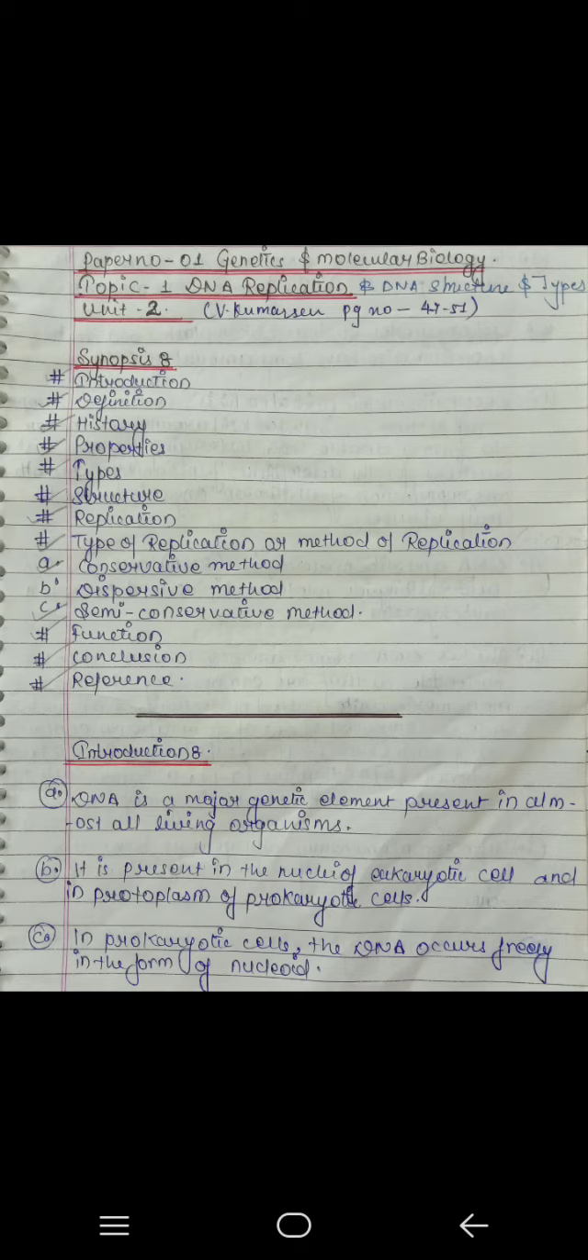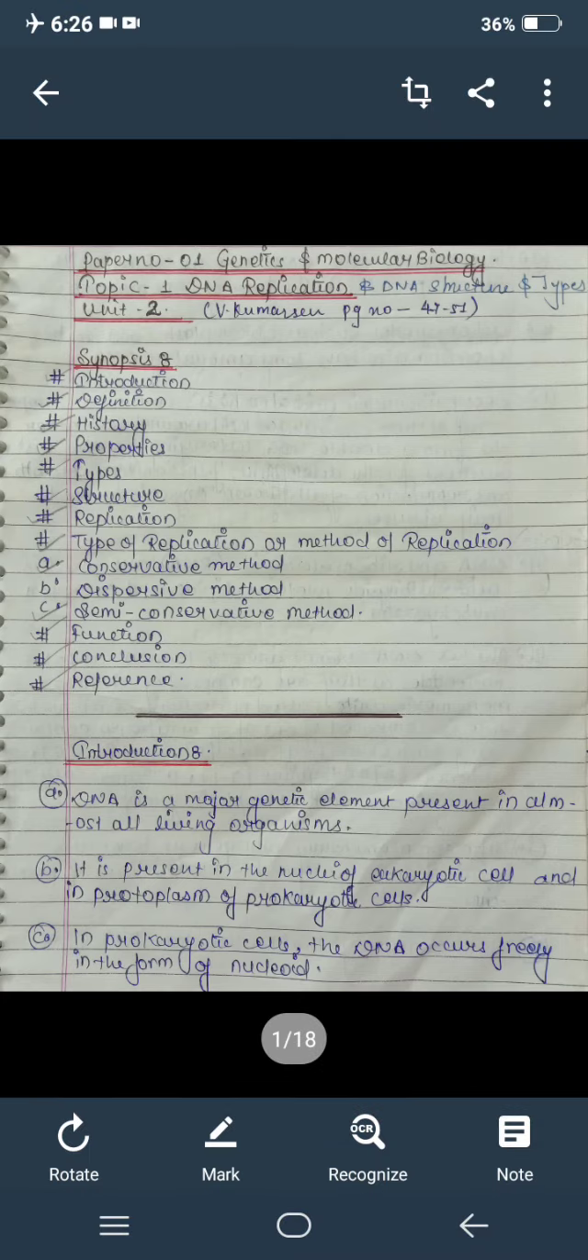As we all know, the DNA is a double helix molecule which works in antiparallel direction. That is, if one strand runs in 5' to 3' direction, the opposite strand will run in 3' to 5' direction.